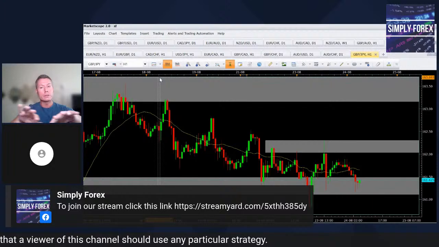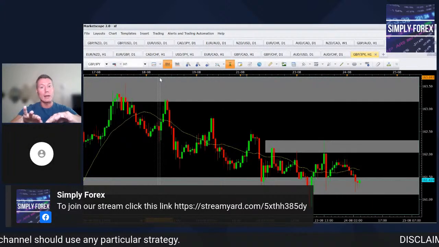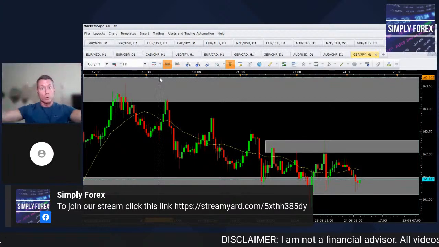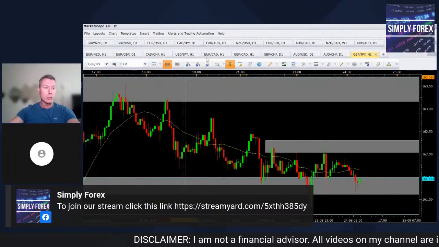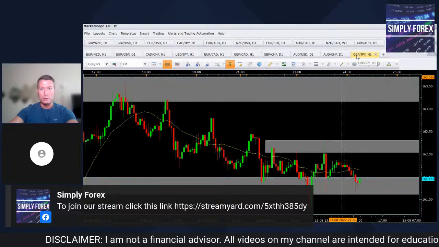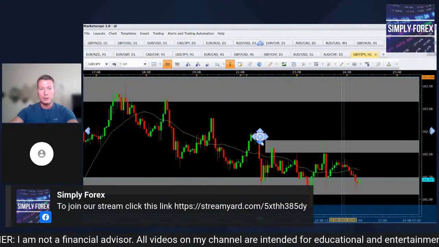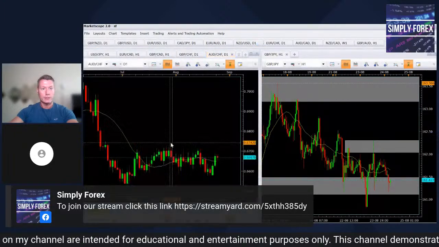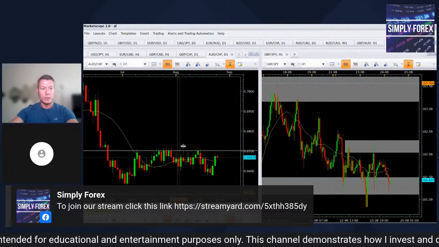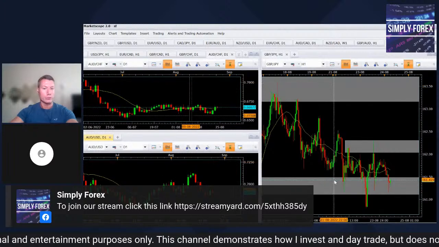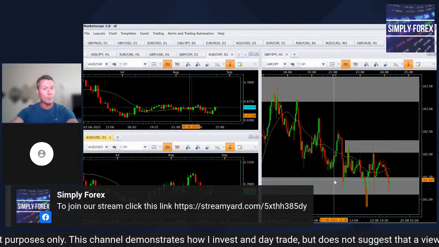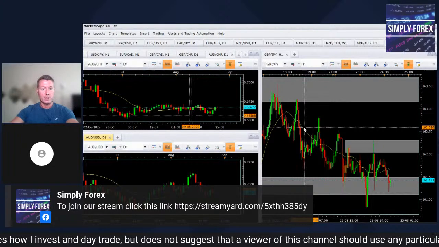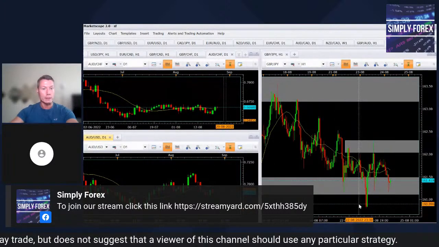On your laptop, you can share the chart across multiple screens, and then you can also do things like this. On this, I can chop and change my chart around like this. It depends what platform you use. As you can see, I've got three charts in one screen.